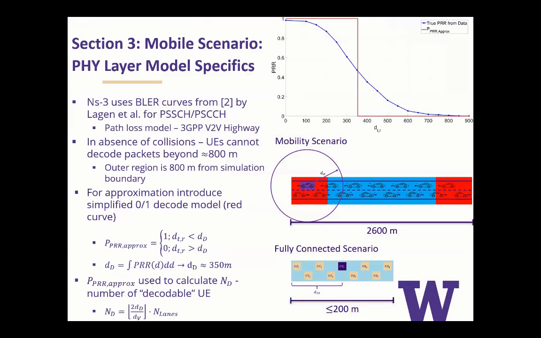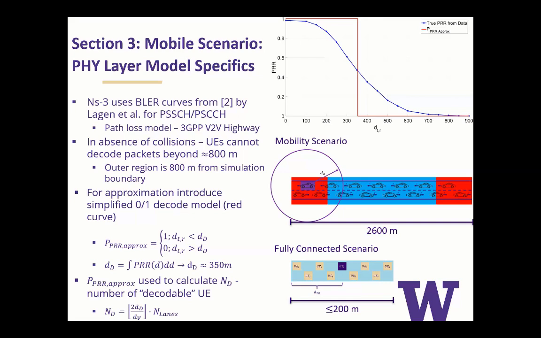To determine the bounds of these simulations, we first experimented with finding PRR when collisions are not a factor, so only PHY errors are a major contributor to decode failures. We did this by placing two UEs at varying distances and measuring the PRR over 5 minutes of simulation time. You can see from our plot of PRR that after about 800 meters, UEs can no longer decode packets. With this, we selected 800 meters for the edge of our simulations as the bounds of the outer region, alongside 1,000 meters for the inner region, for a total track length of 2,600 meters.